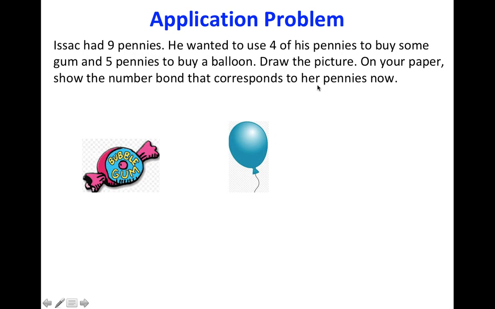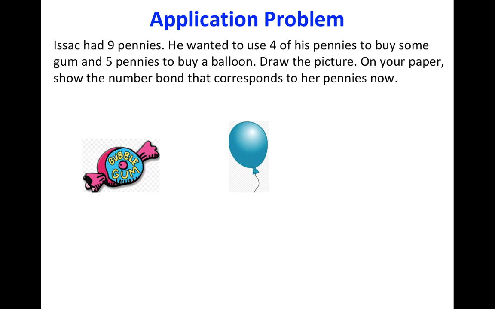It's supposed to say his over here. I'll read it again. Isaac had 9 pennies. He wanted to use 4 of his pennies to buy some gum and 5 pennies to buy a balloon. Draw the picture. On your paper, show the number bond that corresponds with his pennies.